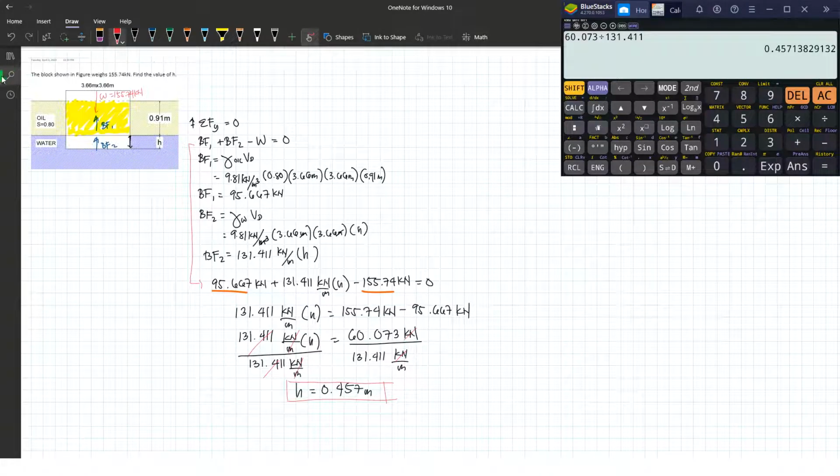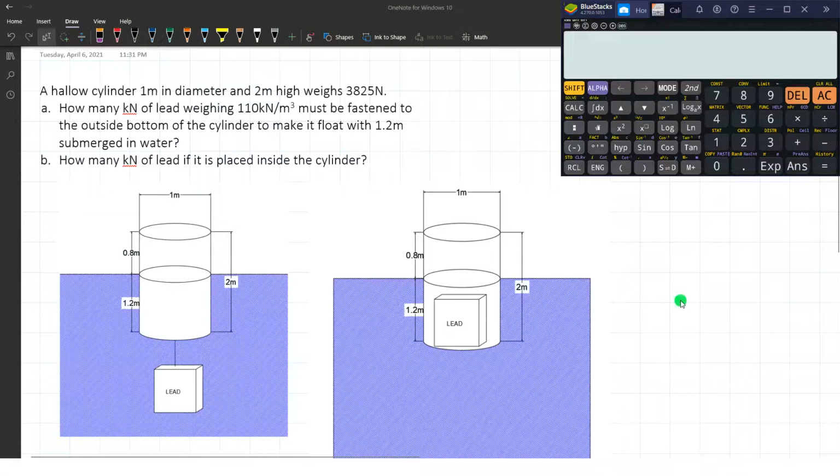So, last problem. A hollow cylinder 1 meter in diameter and 2 meters high weighs 3,825 newtons. How many kilonewtons of lead weighing 110 kilonewtons per cubic meter must be fastened to the outside bottom of the cylinder to make it float with 1.2 meters submerged in water?